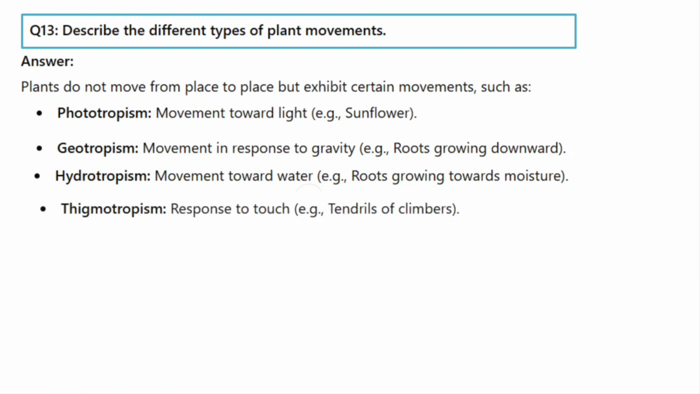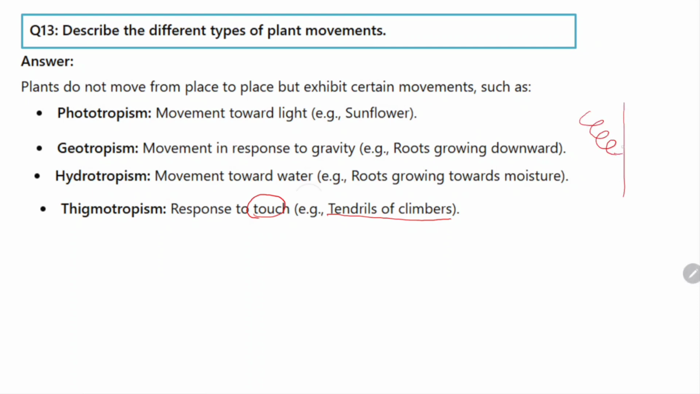Next we have thigmotropism. So what is thigmotropism? It is a movement which responds to touch, like the tendrils of climbers. It is a plant's growth movement in response to touch or physical contact, like tendrils coiling around a support. For example, your money plant tendrils or your pea plant tendrils. Tendrils look something like this.